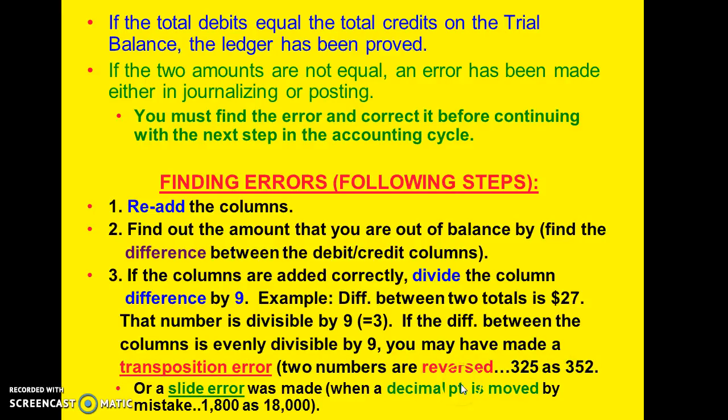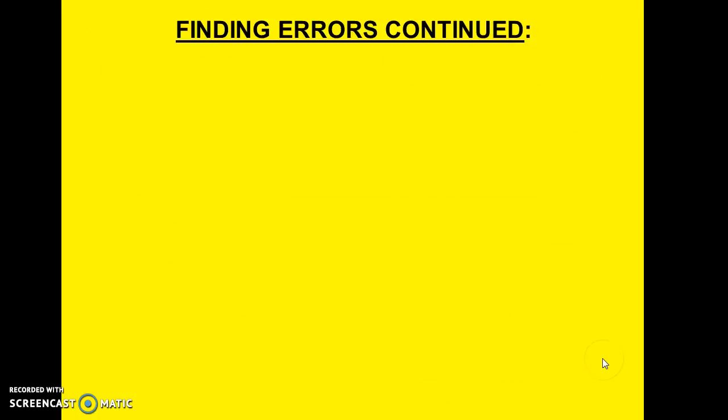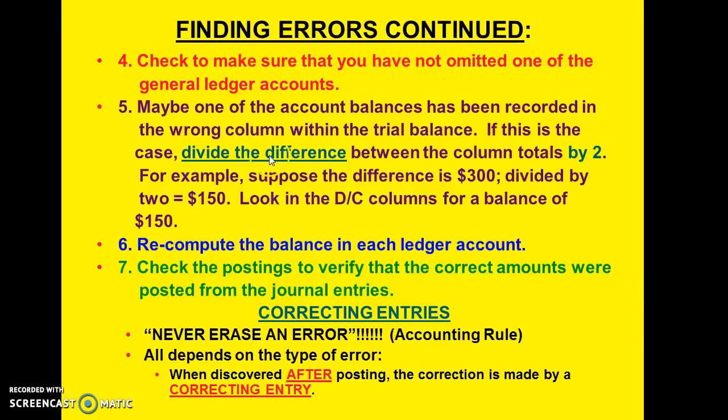A slide error is where you move the decimal point either to the left or to the right. So instead of writing 1800, you wrote 18,000, which is a huge mistake in the business world. So it's a mistake you really don't want to be responsible for. So remember, a transposition error, your numbers are reversed. A slide error, you added a decimal point. As far as errors, once again, don't worry about dividing the difference, etc. No one ever does it. Let's just be honest. What happened is you made a mistake.